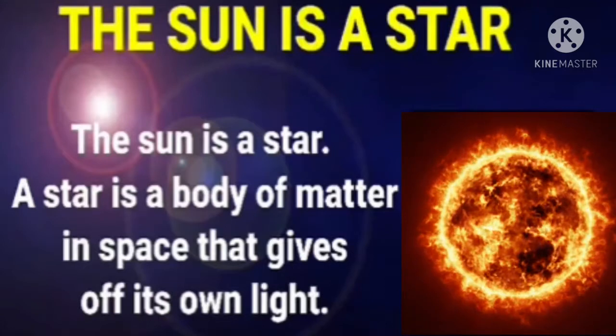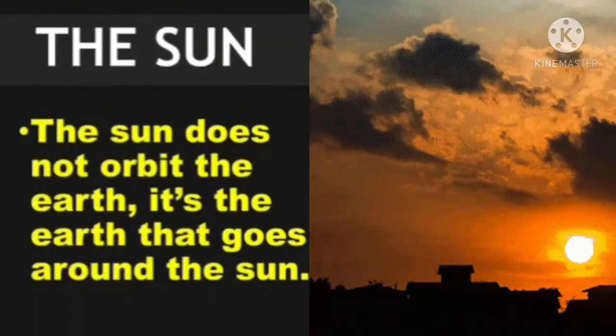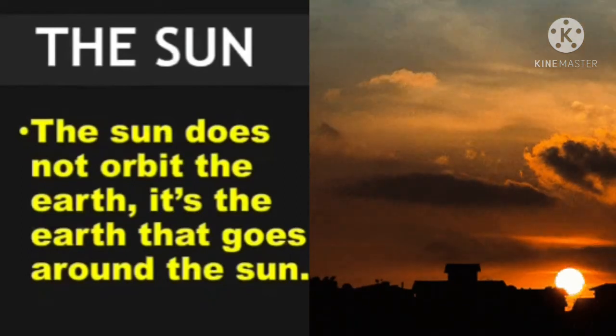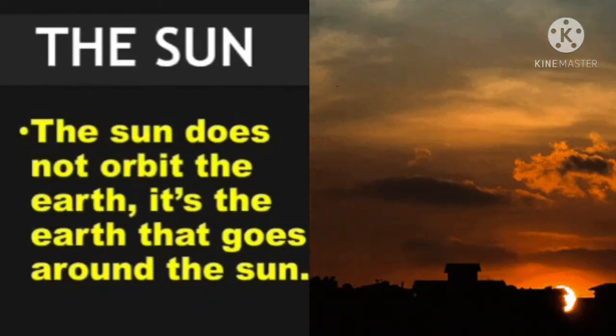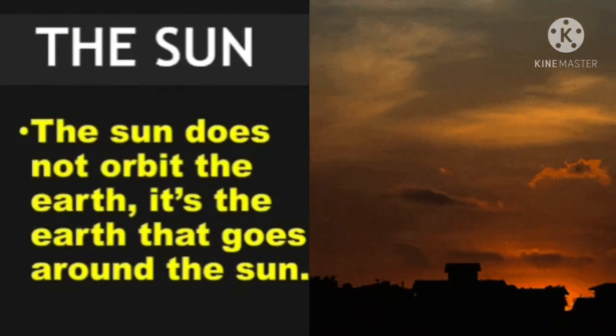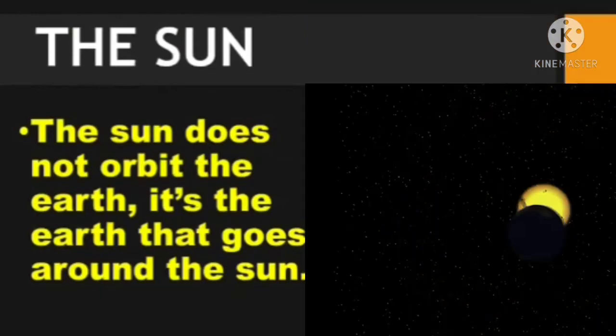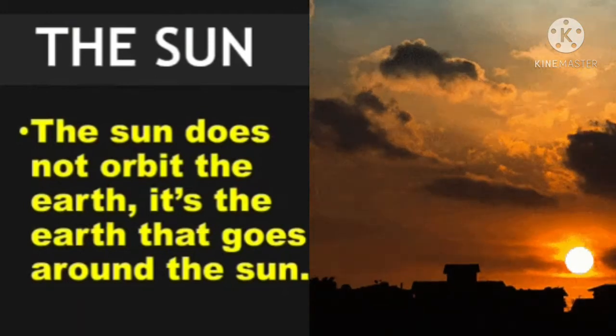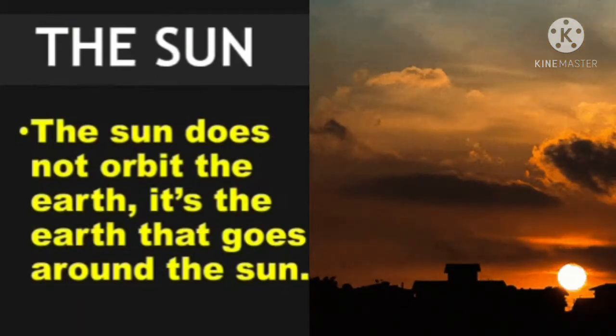Next, we'll continue with the sun. Now, the sun does not orbit the earth. It's the earth that goes around the sun. That is why you have day and night. It takes the earth 365 days to go round the sun. But it takes the earth 24 hours to rotate on its own axis.